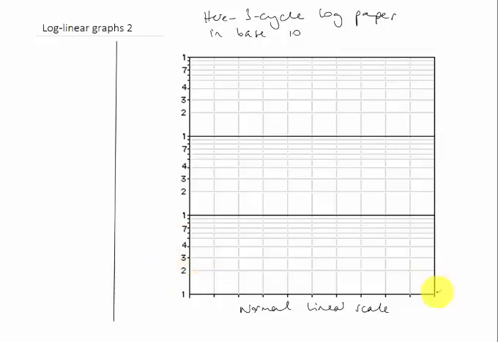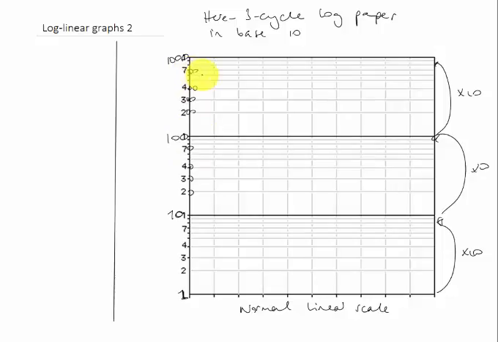So for each cycle, this is in base 10, which means that if we go from here to here, then the numbers get 10 times bigger. And likewise from here to here, and from here to here. So if this was indeed 1, then this would be 10, this would be 100, and this would be 1000. So we're multiplying by 10 every time we go up, and so this would be 20, 30, 40, 70, 200, 300, 400, 700.